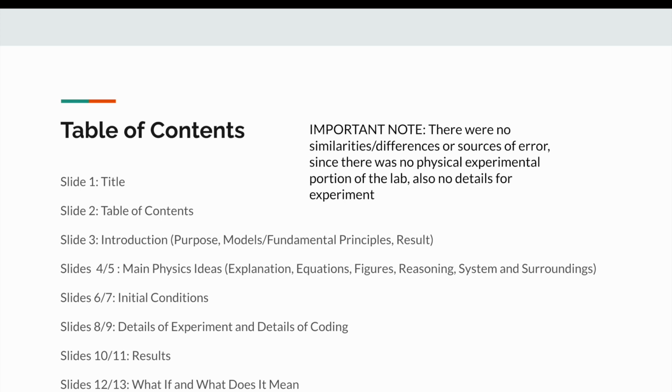Slides 6 and 7 are the initial conditions of the experiment, slides 8 and 9 are the details of the experiment and the details for the coding, and slides 10 through 11 are the results. Slides 12 through 13 discuss what if and what does it mean questions. An important note is that there are no similarities and differences or sources of error, since there was no physical experimental portion of the lab, also therefore there would be no details for the experiment.